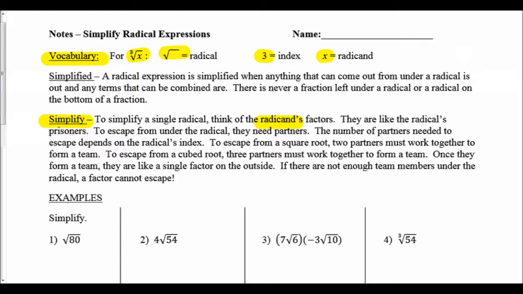To escape from under a square root, 2 partners must work together to form a team. To escape from a cubed root, 3 partners must work together to form a team. Once they form a team, they are like a single factor on the outside. If there are not enough team members under the radical, a factor cannot escape. We're going to try to use this example to set up some of the things below where we're simplifying radicals.